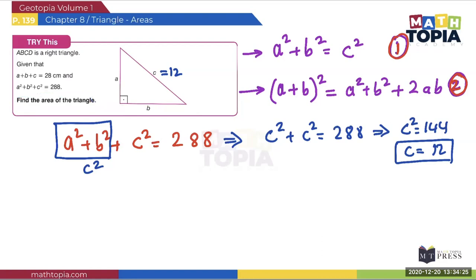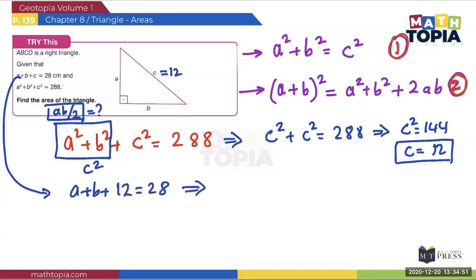Area of this triangle means we need ab over 2. So we need a times b, the product of these two legs, divided by 2. Let's see, we have not used the first equation yet. A plus b plus 12 is 28, then a plus b becomes 16. Okay, very good. So we need ab over 2. Then what do we know? We know a plus b is 16. We also know a squared plus b squared is 144, which is 12 squared. I can write it this way, 12 squared is better.